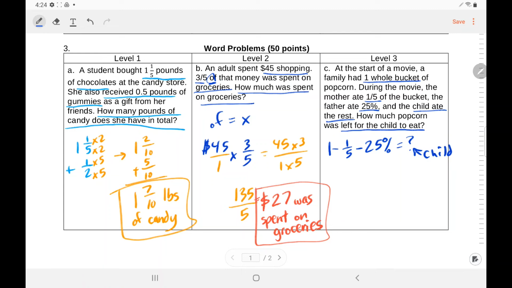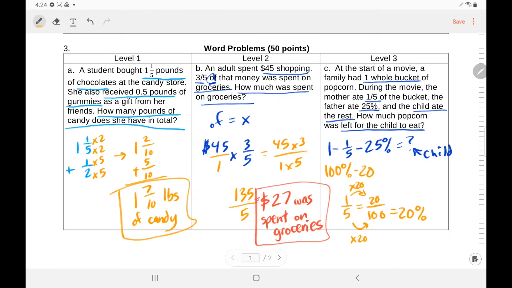Last time we did it as a fraction, we've done it as decimals. Let's try this one as a percentage. So we know one whole is 100%, but how do we represent 1/5 as a percentage? Well, 5 goes into 100 20 times, and that means we multiply the numerator by 20 also. So 1/5 means the same thing as 20%.